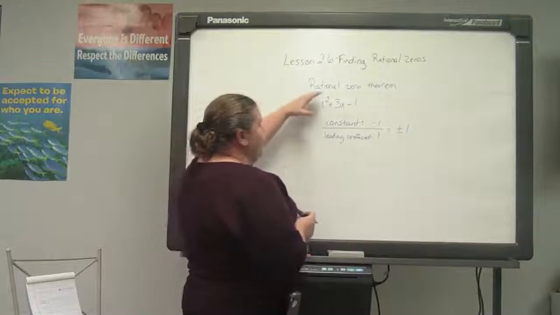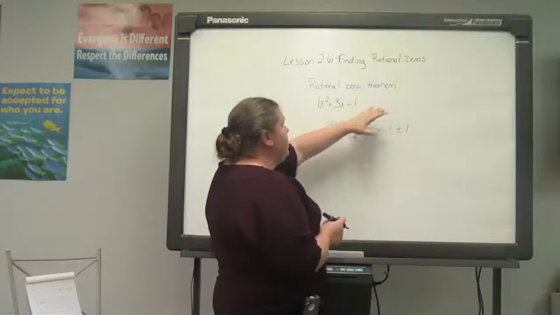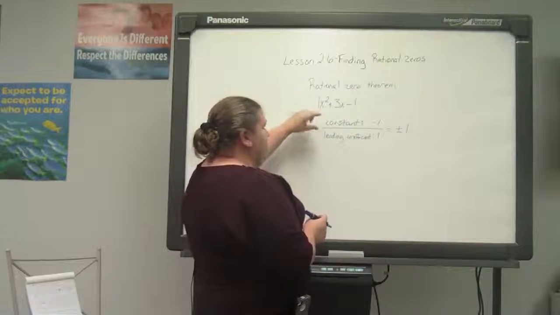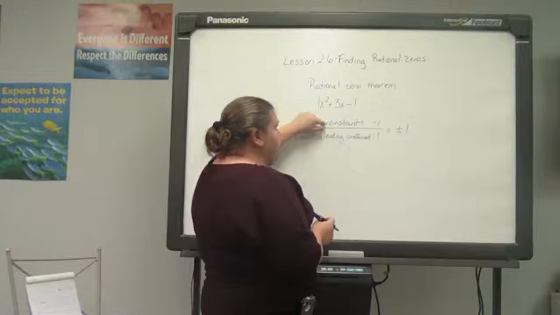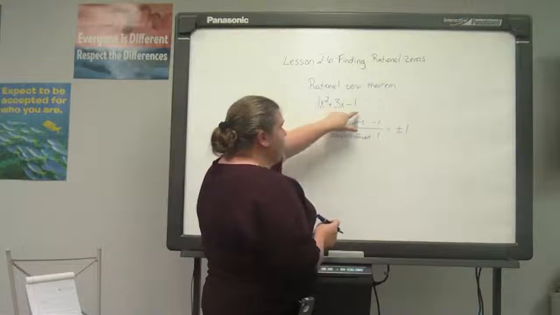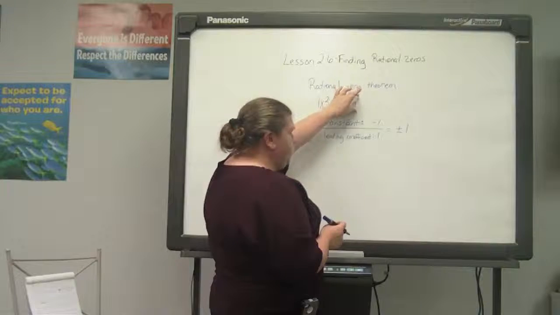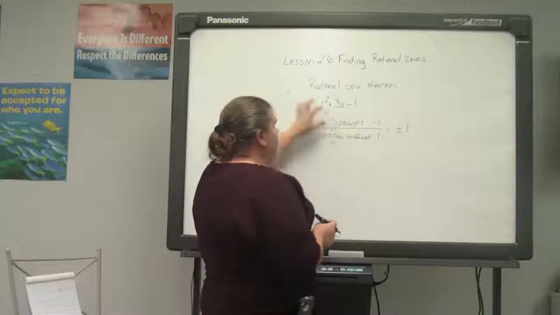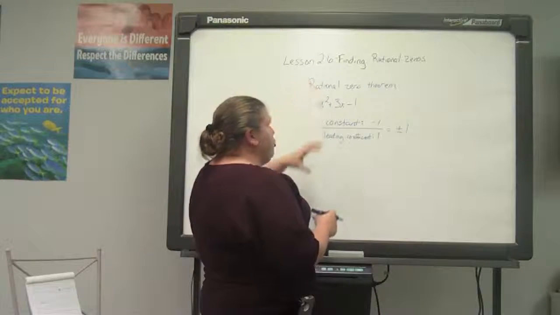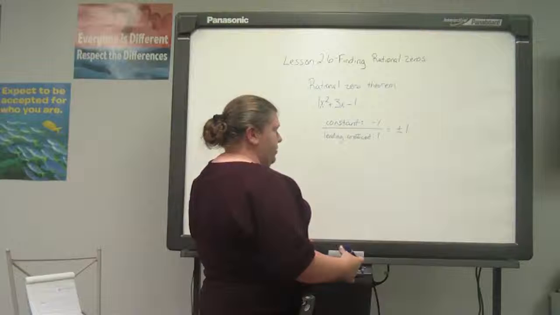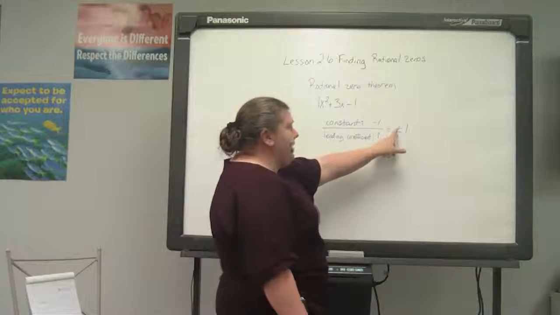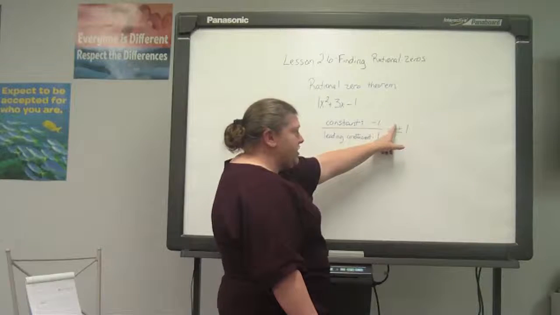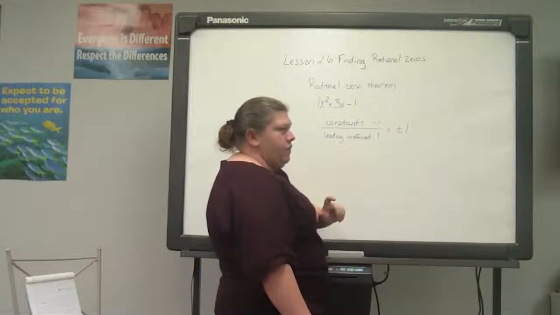And that is the rational zero theorem. Again, it is the factors of your constant number, which is the number that is all by itself, divided by the leading coefficient, which is the number that is attached to your highest exponent. And every time it'll be a possibility of it being a positive number or a negative number.